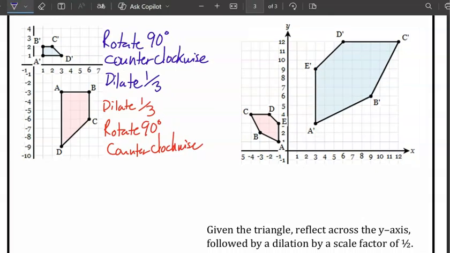So for this one, it looks like it's going to be getting bigger and it's going to reflect. So we could write reflect across y and then dilate by 3. So it's going to be enlarged. And you can also do that in reverse order.